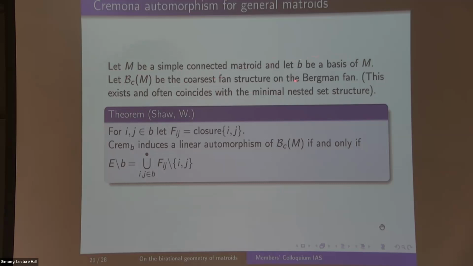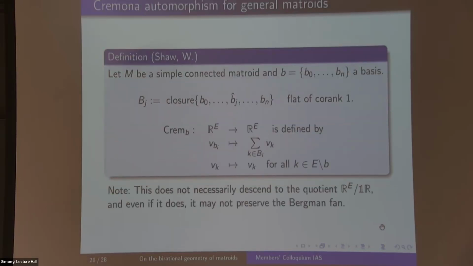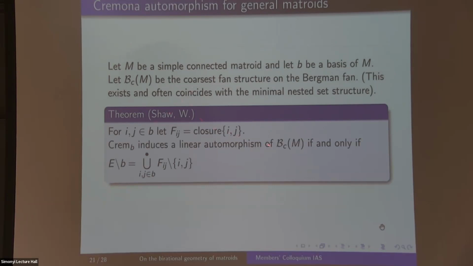The criterion is as follows. Simple connected matroid again, you take B, you endow your Bergman fan with the coarsest possible fan structure. This exists, and it often coincides with this minimal nested set structure, which I have just explained. Often means there is a certain connectedness criterion, which was already formulated by Feichtner and Sturmfels, which ensures that. And then we give the following criterion for this Cremona map to descend to the quotient space and to preserve the Bergman fan as a set. And if it preserves it as a set, it also preserves it as a fan with the coarsest fan structure.